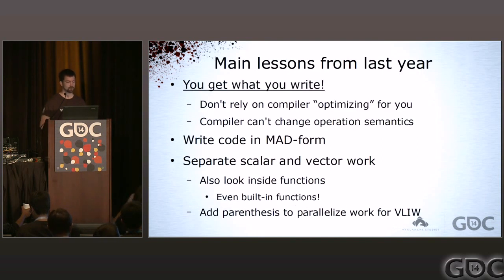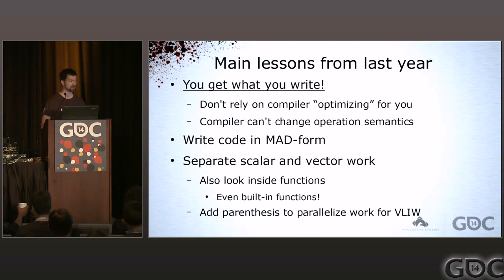The main lesson from last year is that you get basically the code that you write. You can't really rely on the compiler optimizing too much for you. This is because there are semantics in the language that you can't really change without risking that operations fail or don't get the result that you expect, even though these are sort of corner cases in the IEEE standard for floating point.